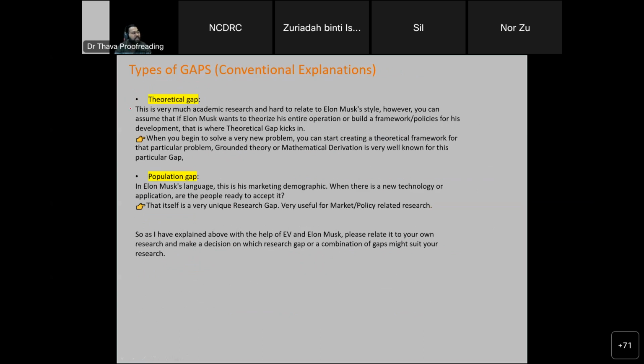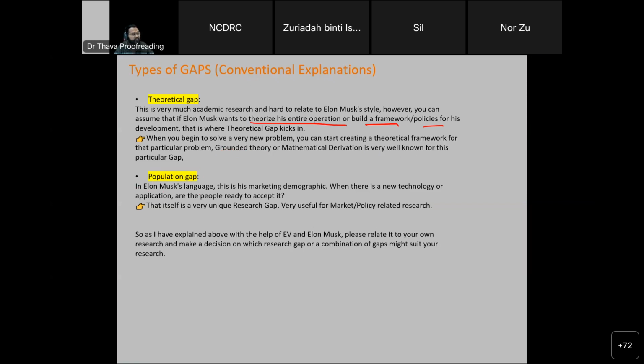Next thing, theoretical gap. This is very much academic research. Some people just do it for theory, which is totally fine. And hard to relate to Elon Musk's style because he is a more practical guy. However, you can assume that if Elon Musk wants to theorize his entire operation or build a framework policies for his development, that is where theoretical gap kicks in. When you begin to solve a very new problem, you can start creating a theoretical framework for that particular problem. Grounded theory or mathematical derivation is very well known for this particular gap because grounded theory used to create new theory.